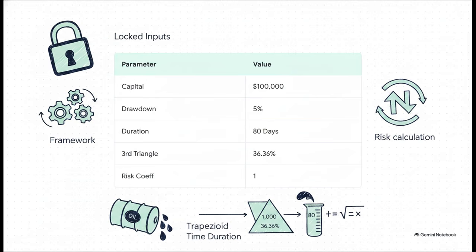Remember, the trapezoid simply represents future time plus a price interval. The third triangle domain is fixed at 36.36% with a risk coefficient of 1. Finally, the contract size is 1,000 barrels. This gives us a completely closed, objective mathematical environment.